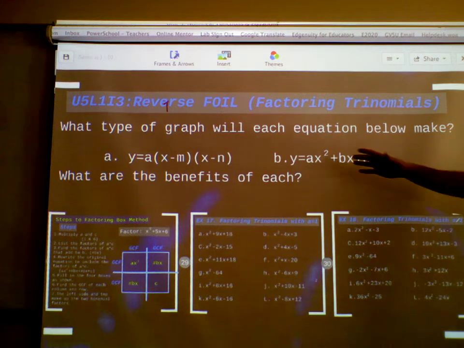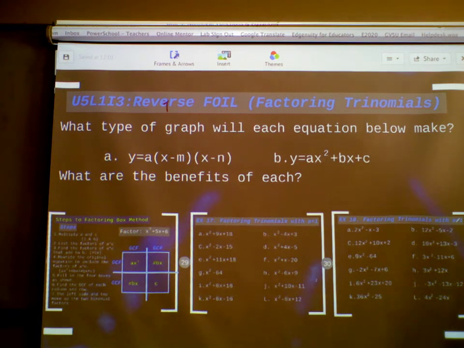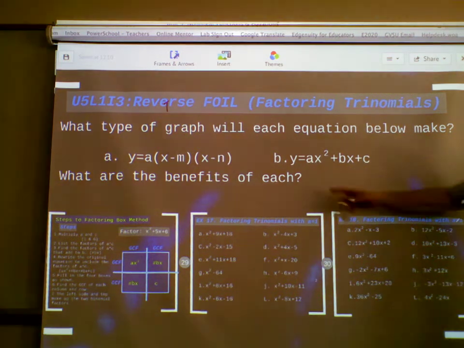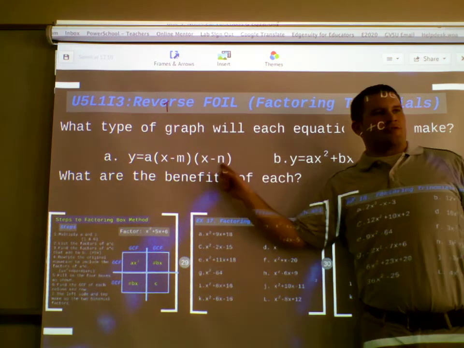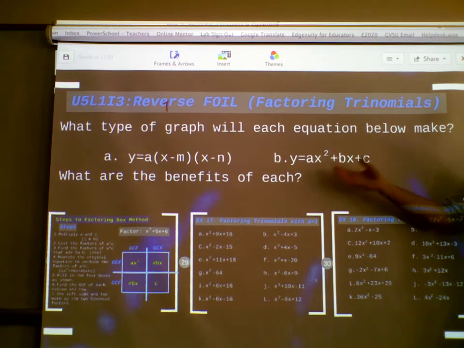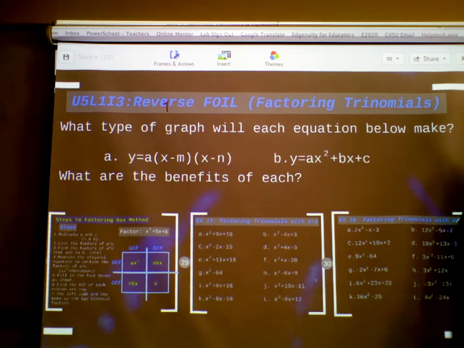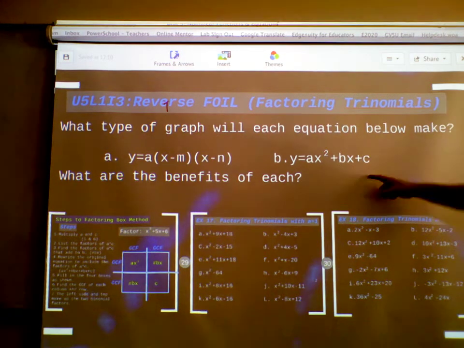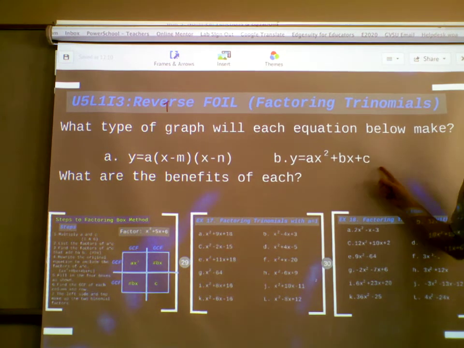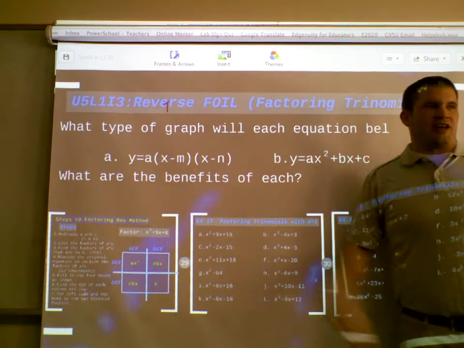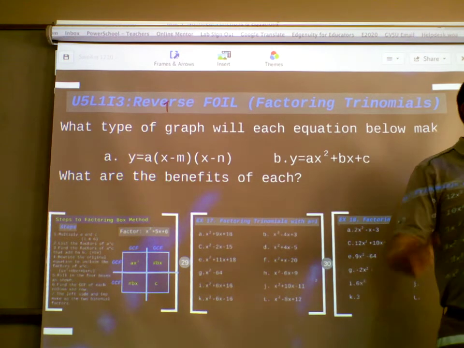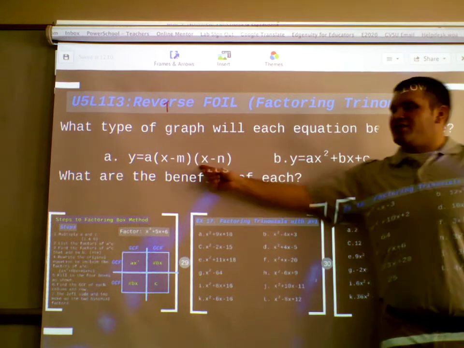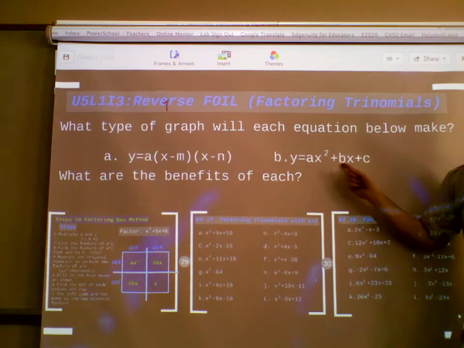Which equation up here has a binomial in it? A. A has binomials, right? Two terms. That means B is a trinomial. What we're going to learn today is how to take something that looks like this and rewrite it like that. Because you guys already know how to go from here to here.